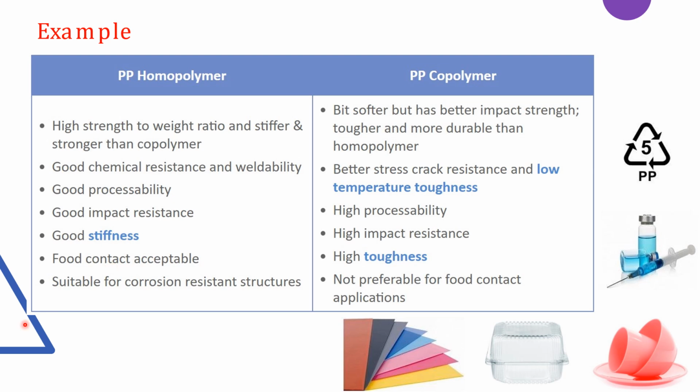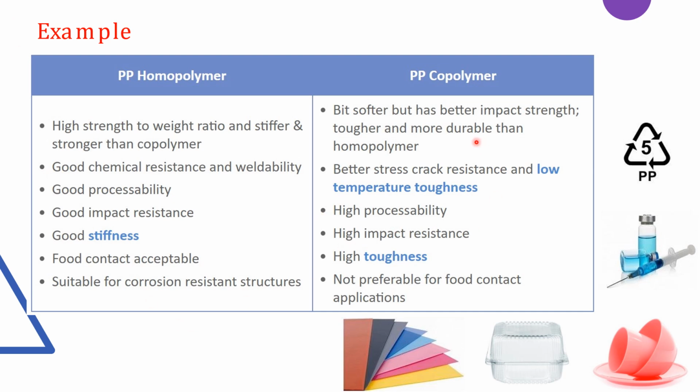Polypropylene homopolymers are safe for food contact, commonly used in packaging, food storage containers, and also kitchenware. And they are also suitable for corrosion-resistant structures. Their resistance to corrosion makes them suitable for applications in harsh environments such as outdoor furniture and chemical storage tanks.